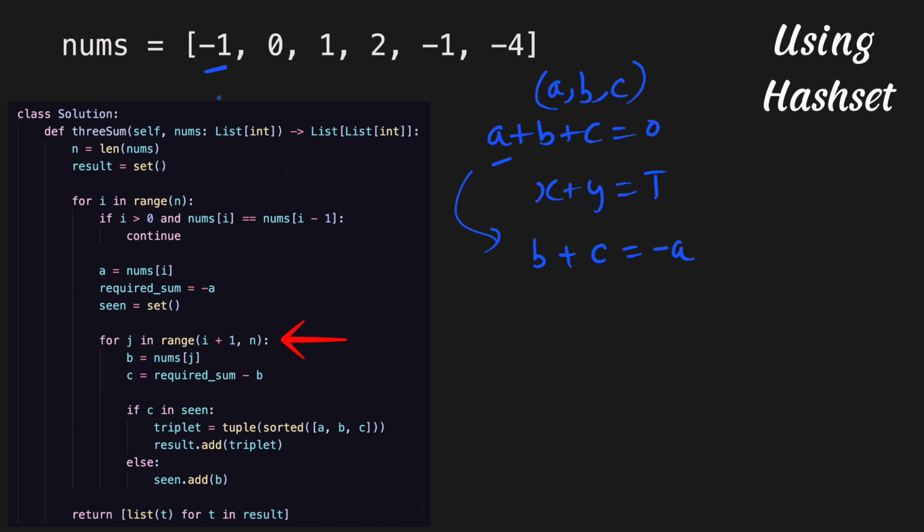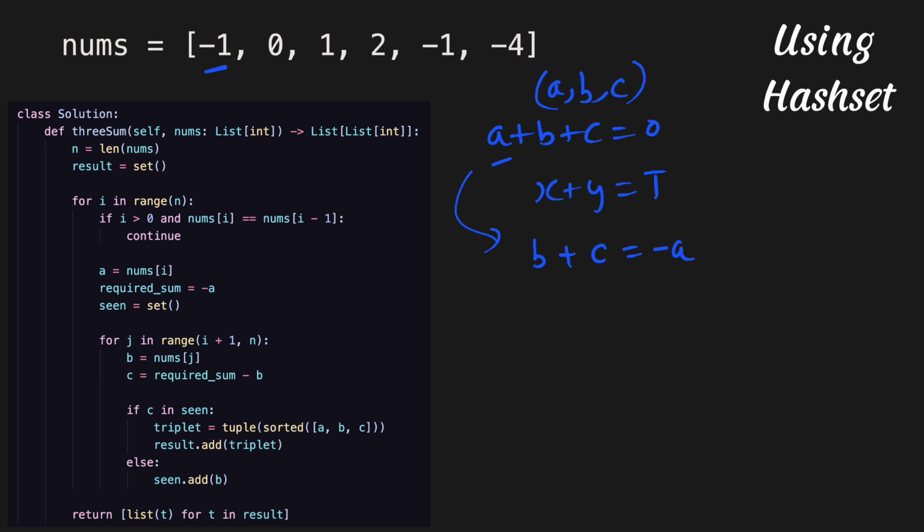For that, similar to two-sum, we will create a hash set to keep track of numbers we have seen so far as we iterate through the remaining part of the array. So for each element in the remaining array, let's call it B, we have to find the number C such that C is equal to -A minus B. And if C is present in the hash set, then it will complete the triplet. So we will add the numbers A, B and C to the result set. If not, then we will add the element B and continue iterating for the search of C.